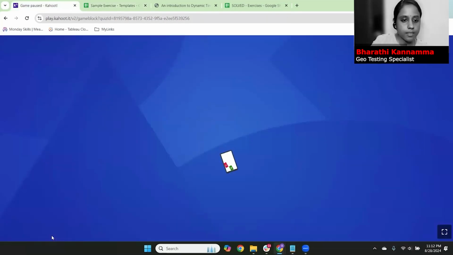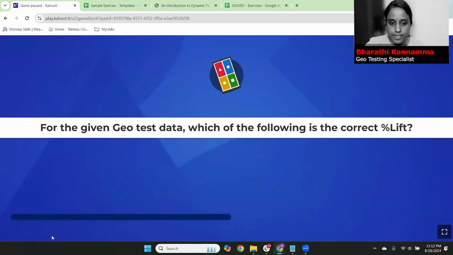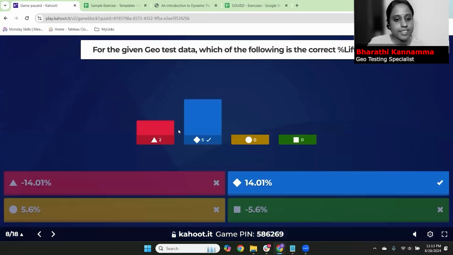Yeah, let's move on to the quiz. For the given geo-test data, which of the following is the correct percent lift? We have 5 correct answers.